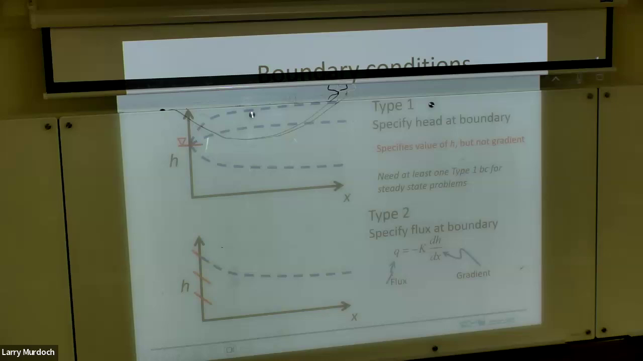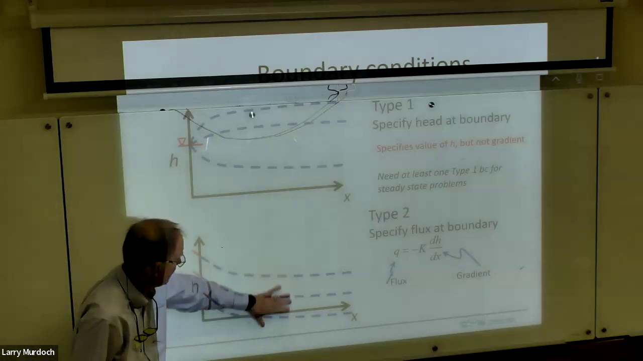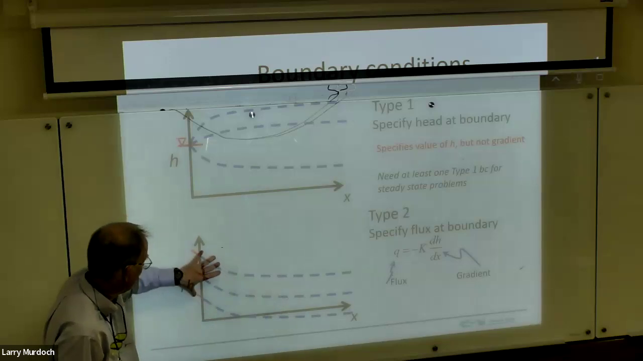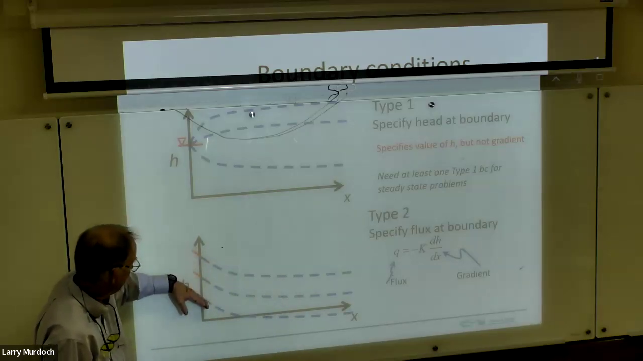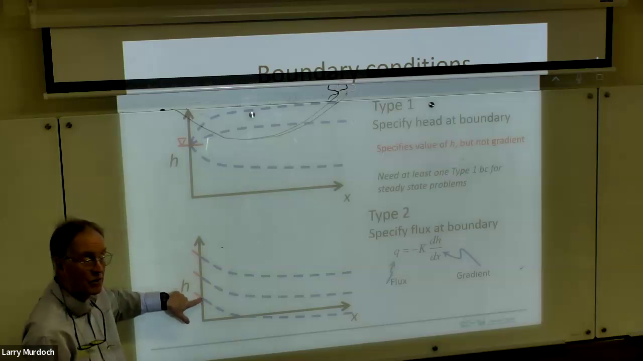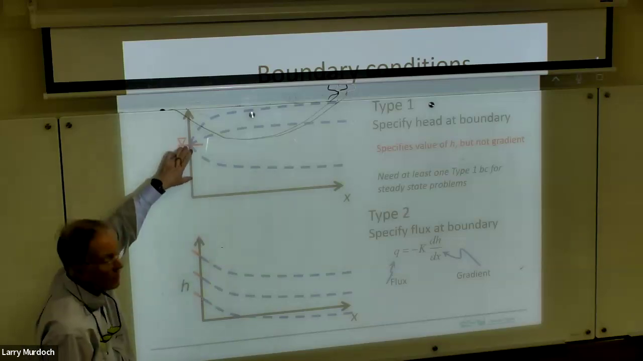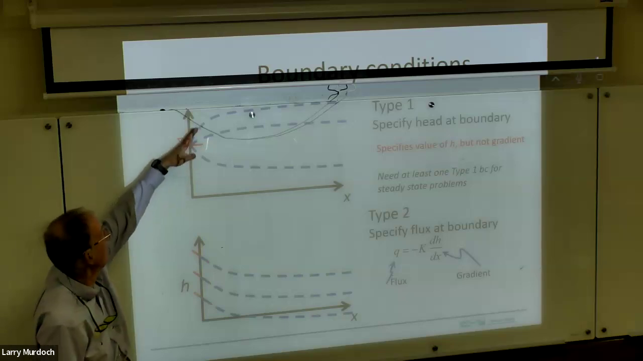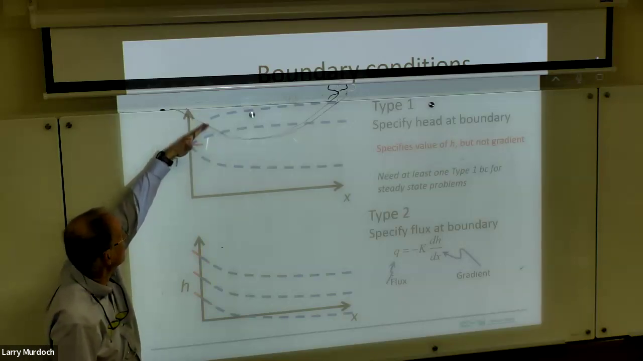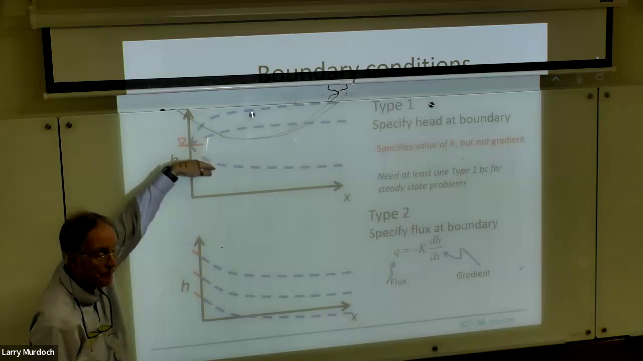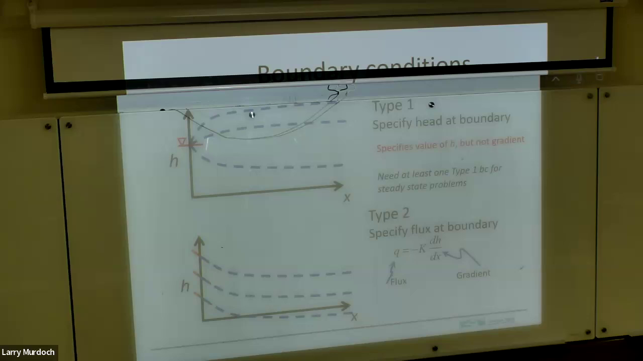So if we're specifying the gradient, then it could be like that, or like that, or like that. Right? So in here, it could be anything. But once we get to the boundary, it has to have this gradient, but we don't know what the actual value is going to be. Here, we know what the actual value is going to be, but we don't know what the flux is going to be, or what the gradient is going to be here at the boundary. It could be anything. Okay.